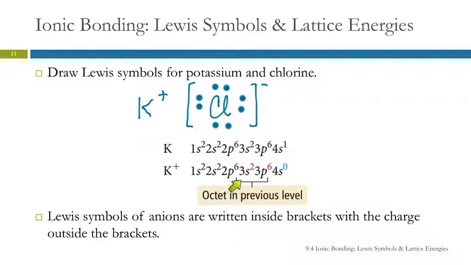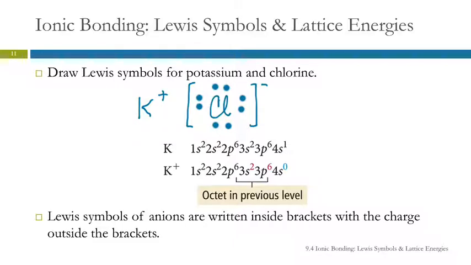So now, where are the valence electrons? Now the valence electrons are in the 3rd level. And how many are there? There are 8. So potassium had 1 extra electron on the outside that if he just got rid of, underneath he's got this beautiful octet of electrons.